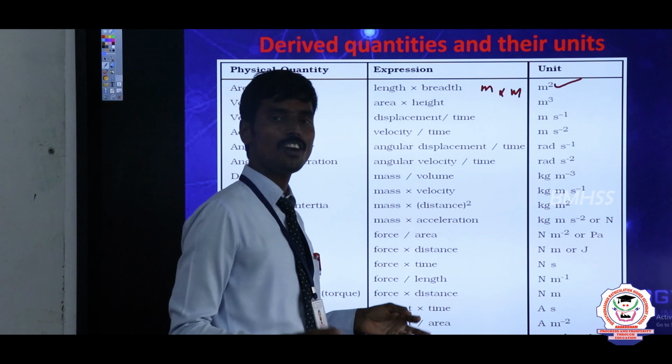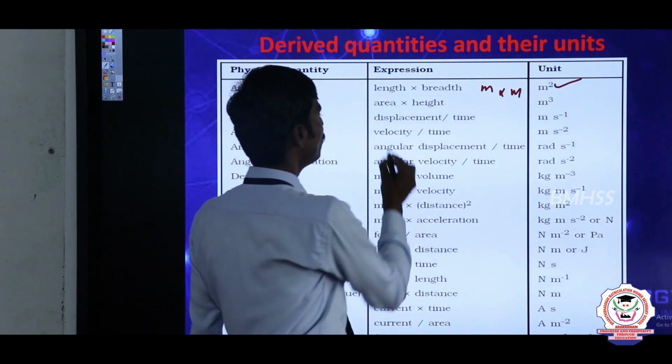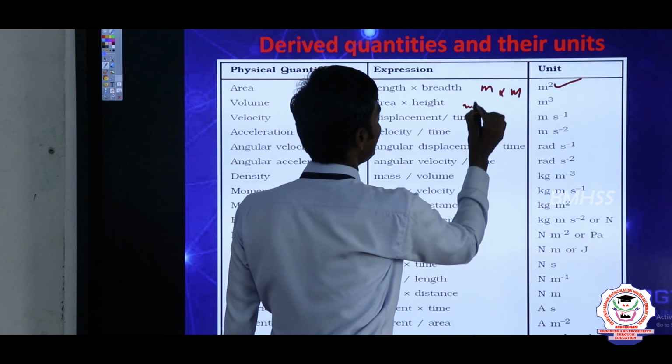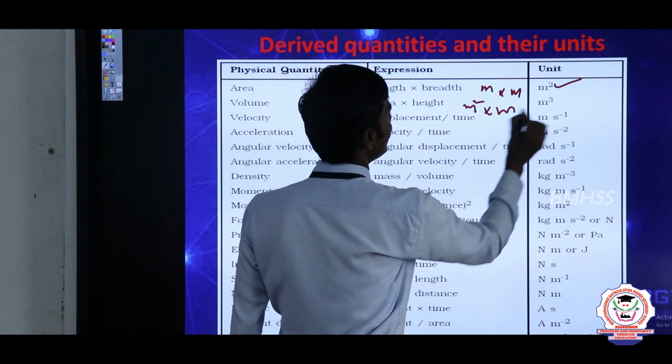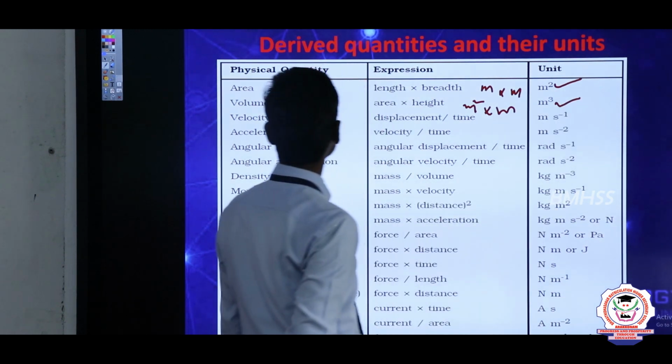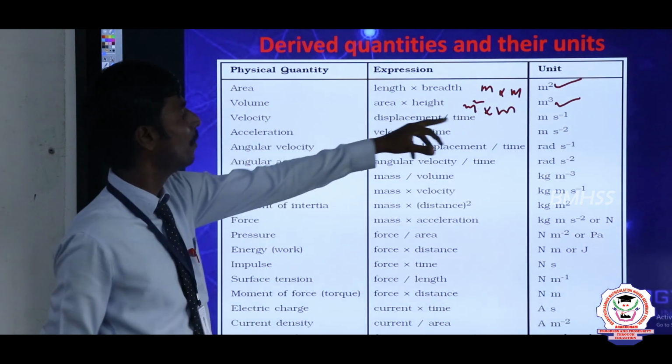The next one is volume. The formula for volume is length into breadth into height. In other words, we are calling it area into height. So here also area, that means meter square into height, meter. So meter square into meter, meter cube. So the SI unit of volume is meter cube.